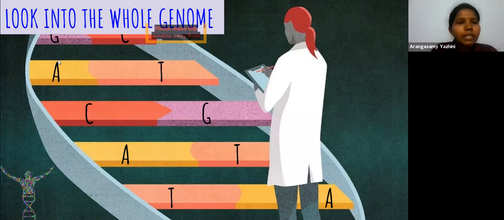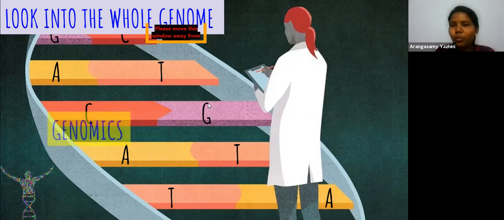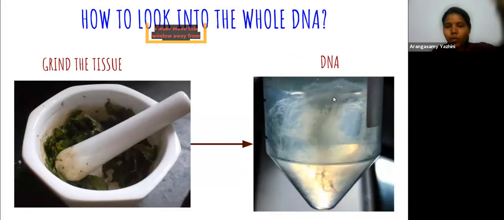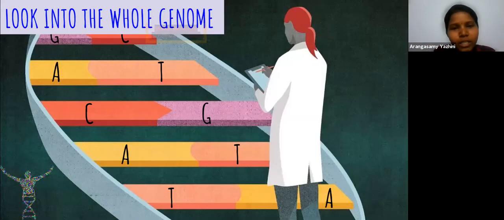So basically, when you have to look into this whole genome, that process is called genomics. You are studying the genome, so it is called genomics. Genomics means that the milky DNA you have in hand, you see what is the arrangement of ATGC in the entire length of the DNA. How do you study that?